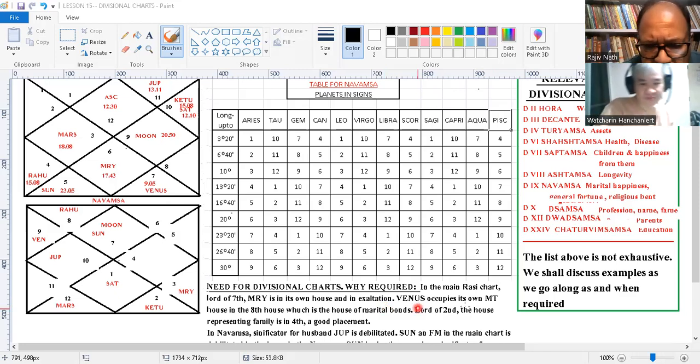Now Venus occupies its own Moolatrikona house in the 8th house, the house of marital bonds. We are studying marriage. Why is the divisional chart required? Lord of the second house, the house representing family, is in the 4th, a good placement. So from the marriage angle, this Rashi chart looks very promising. We will say marriage is going to take place, and it's going to be a very happy married life.